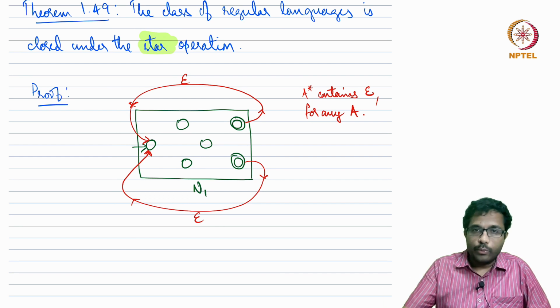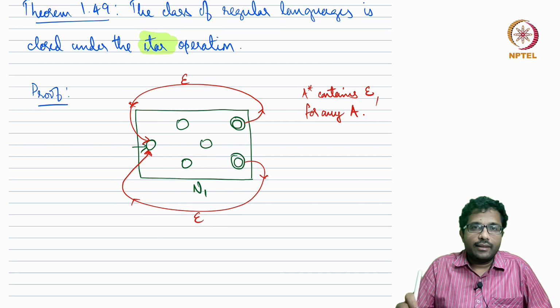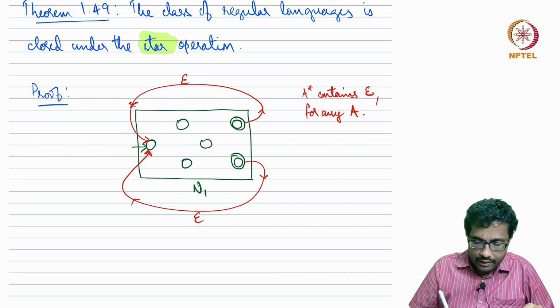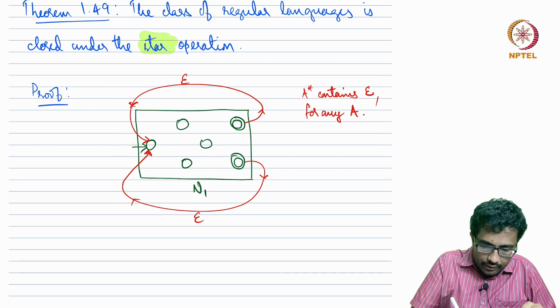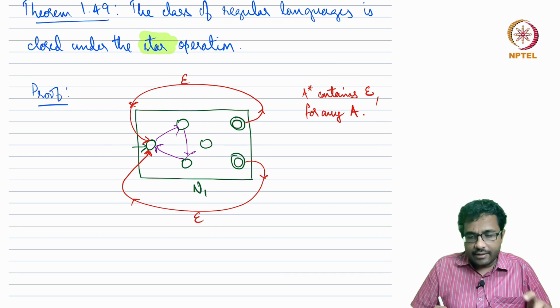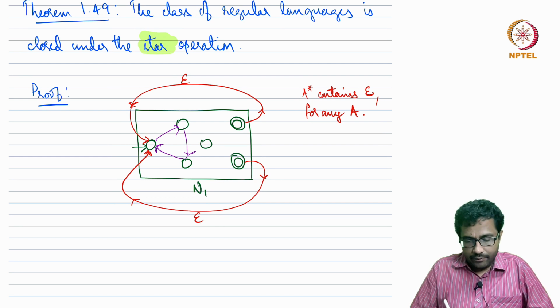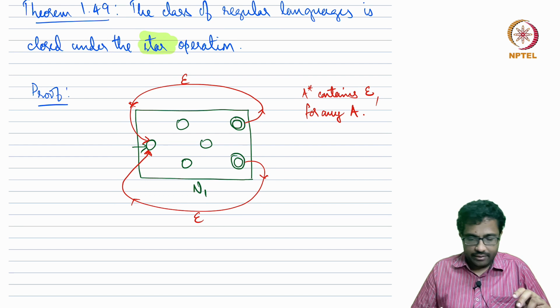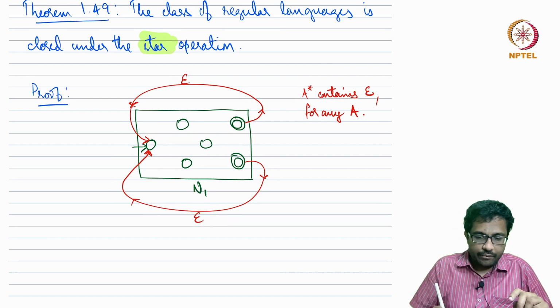So we want another way to accept the empty string, not by modifying the start state, because that can cause problems. Suppose there is some computation where you go somewhere, and this ends up being accepted if you make the start state an accepting state. So we don't want to do this. We have to have some other way of accepting the empty string.